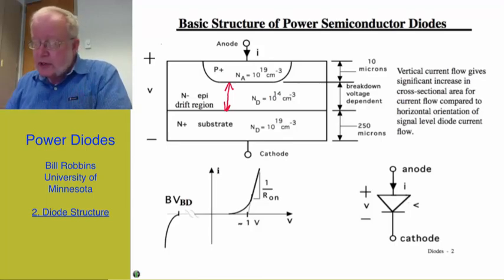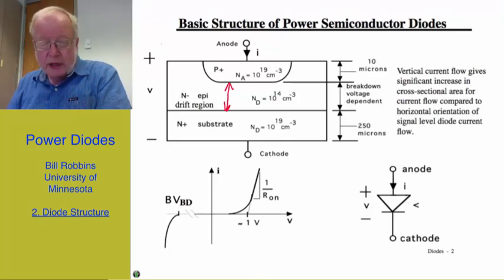The IV characteristic of a power diode is very similar to that of a signal level diode, the main difference being the scaling of the current and voltage axis. In the forward direction at low currents, we have an exponential relationship between the current and voltage, but as we go to larger currents, the current becomes proportional to the voltage, and the slope of that linear region is 1 over the on-state resistance.